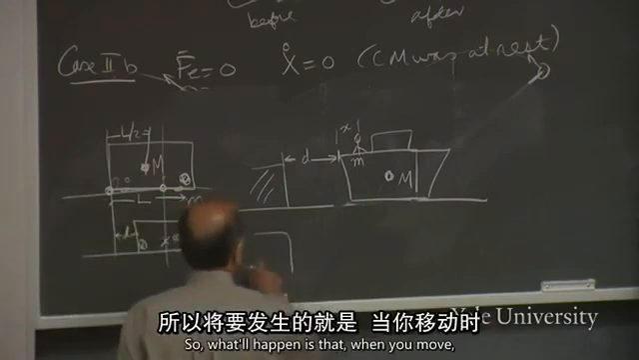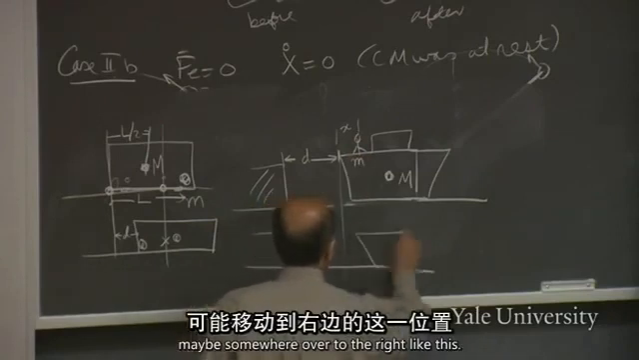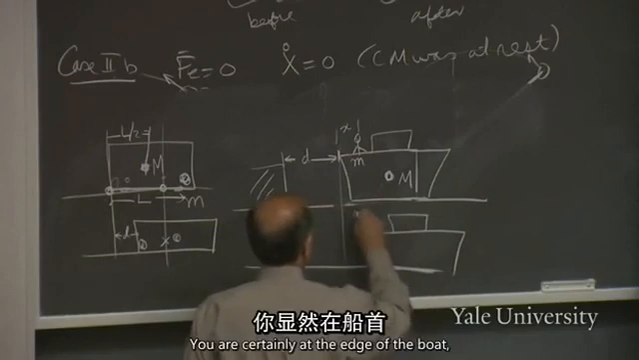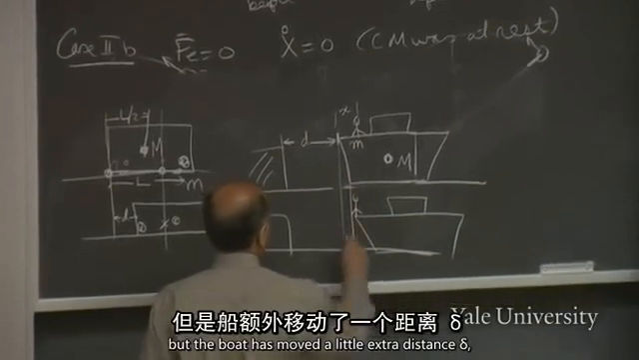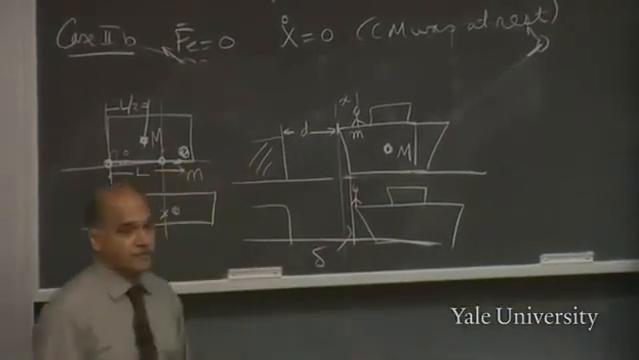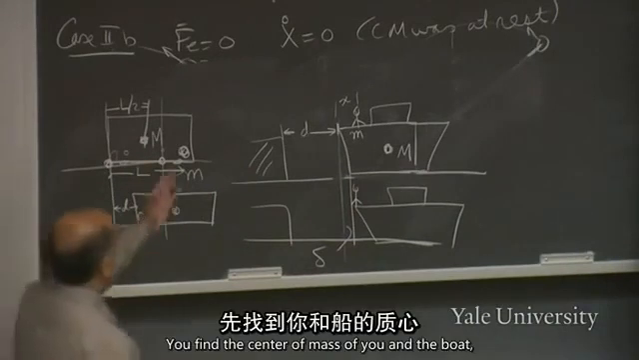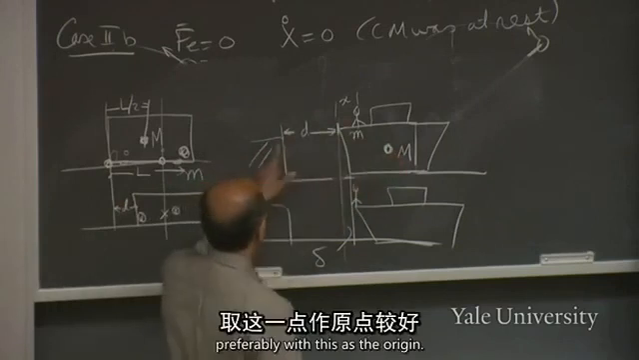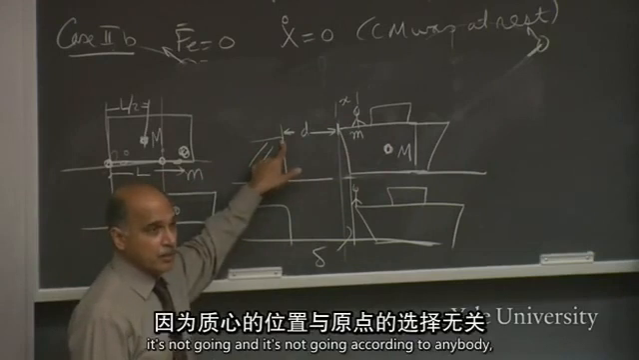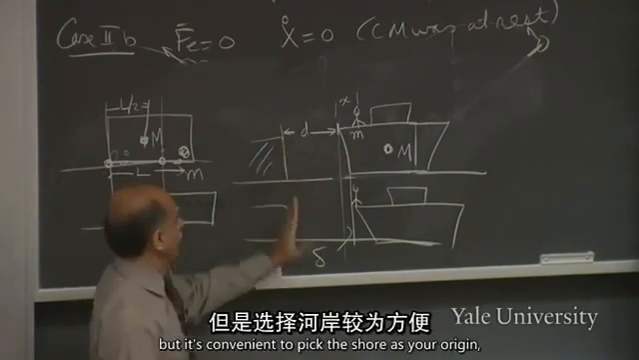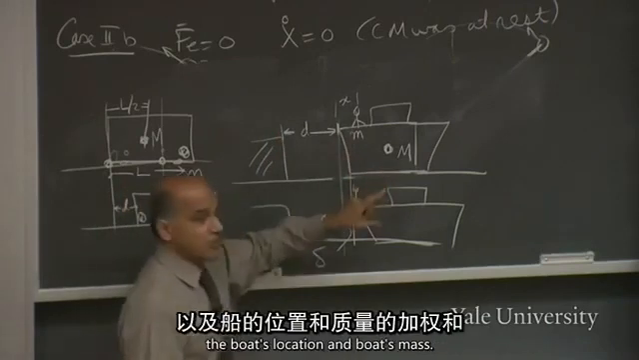So what will happen is that when you move, the boat would have moved from there, maybe somewhere over to the right like this. You are certainly at the edge of the boat, but the boat has moved a little extra distance, delta. And you have to find that delta. You find it by the same trick. Find the center of mass of you and the boat, preferably with the shore as the origin. You can use any origin you want for center of mass, but it's convenient to pick the shore as your origin, and find the weighted sum of your location and your mass, and the boat's location and the boat's mass.